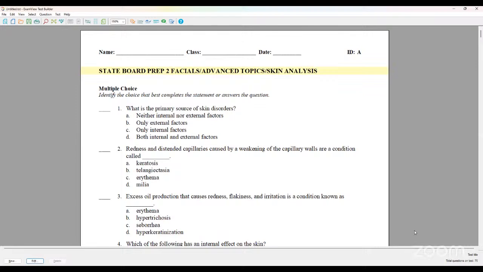Let's look at just a few questions. What is the primary source of skin disorders? Redness and distended capillaries causing eye weakening. This is a good one. Excess oil production that causes redness. Yeah, this is a good one.